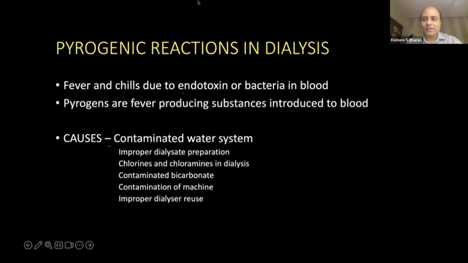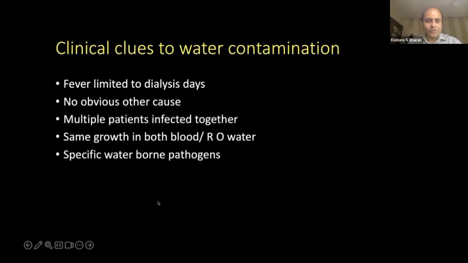So coming to pyrogenic reactions in dialysis. This is defined as fever and chills due to endotoxin or bacteria in blood. The pyrogens are different, being fever-producing substances introduced into the blood. Broadly, the causes can be either a contaminated water system, improper dialysis preparation resulting in chlorines and chloramines in dialysis, contaminated bicarbonate, contamination of a machine, or improper dialyser reuse.